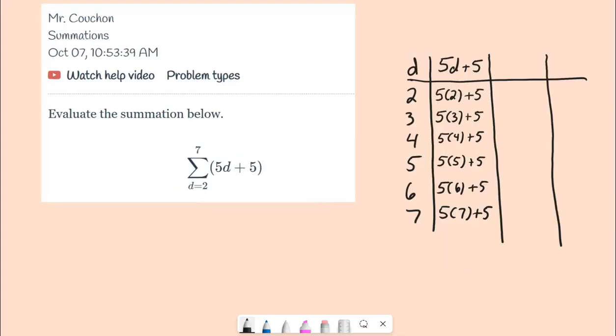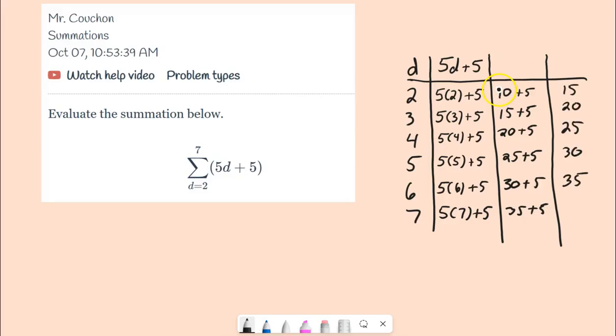All right, I thought we'd do another one here, but I started the process already. We've got the d value. This time we're going from 2 to 7. Then we've got 5 times d plus 5. And I thought we'd pick up from here. So this would obviously be 10 plus 5, 15 plus 5, 20 plus 5, 25 plus 5, 30 plus 5, 35 plus 5. Put all these together, you get 15, 20, 25, 30, 35, 40.